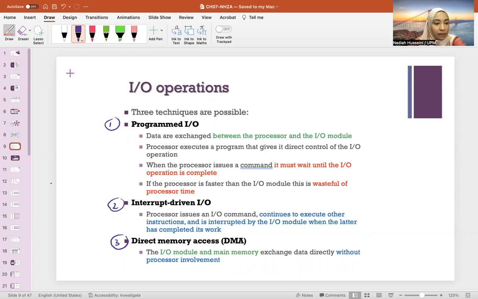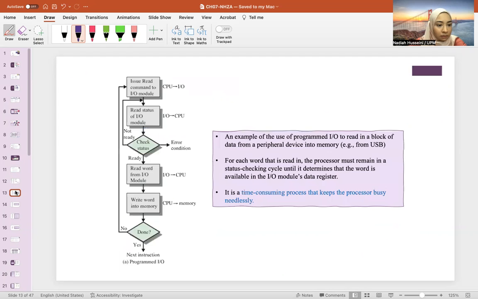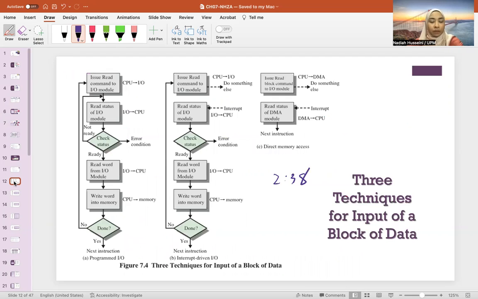So now let's look at the flow chart. We know that the programmed IO wastes the processor's time. The interrupt-driven IO counters this issue, but everything still needs to go through the processor. And then we have the DMA, which goes directly from the IO to the memory. Going back to the flow chart, the first one over here is our programmed IO example. B is interrupt-driven IO, and then we have our direct memory access.